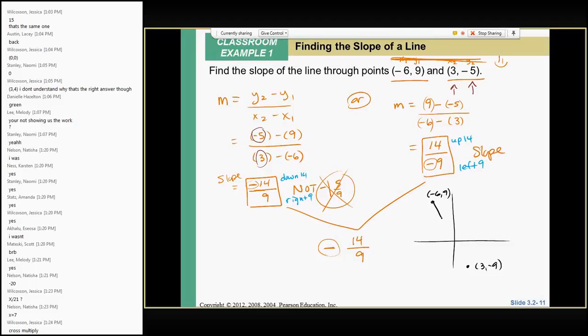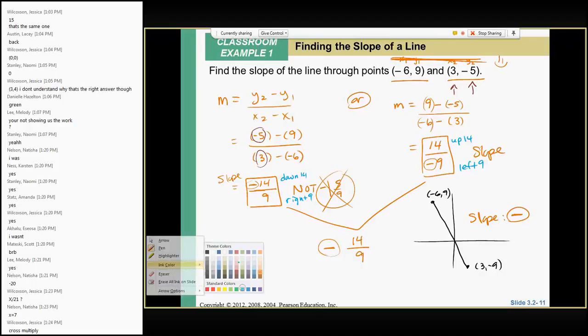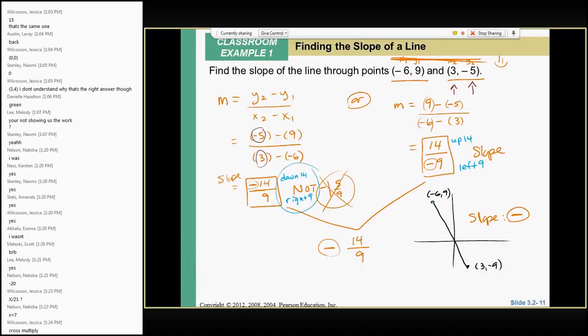If I were to connect these 2 points, would you say that that slope is positive or negative? Just looking at the graph. Slope positive or negative? Negative, right? It's going to be negative. So what these are saying is, I can either, let's do this one in blue, from this point go down 14 and right 9, or I could go from this point up 14 and left 9.